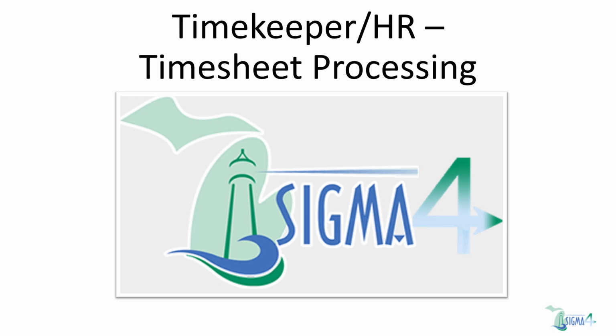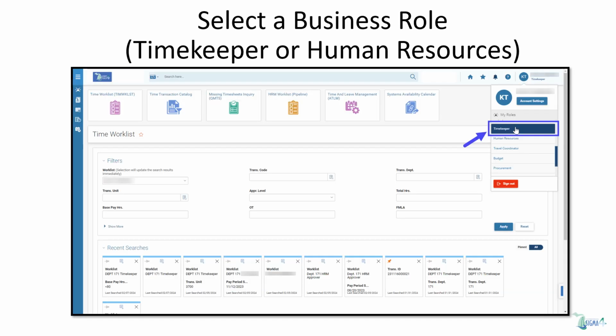Welcome to an introduction on Timekeeper and Human Resources timesheet processing in Sigma. Timekeepers should activate the Timekeeper business role, while Human Resource users should activate the Human Resources business role. For this example, we'll demonstrate using the Timekeeper business role.